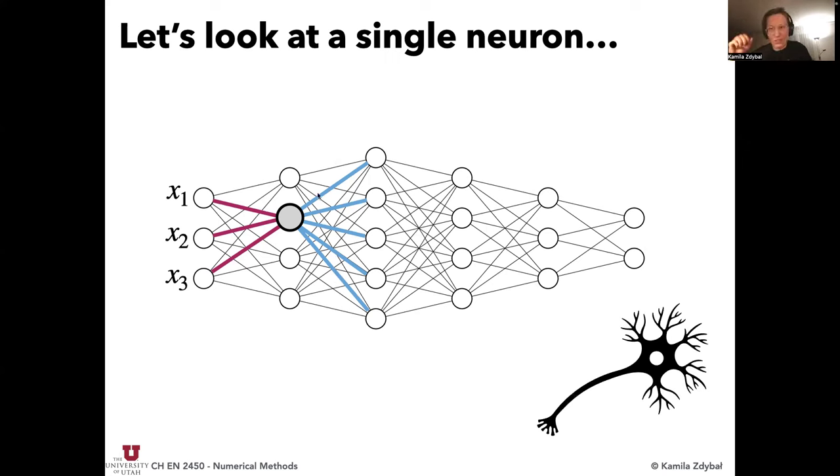And now this structure resembles the biological neuron, which is why the neural networks got their name. So a biological neuron takes in some input signal, which kind of resembles those incoming weights to that neuron. And then it activates and it sends some signal outside, which kind of resembles these connections after that neuron.